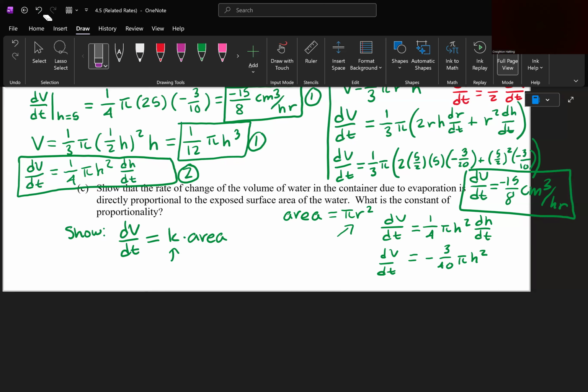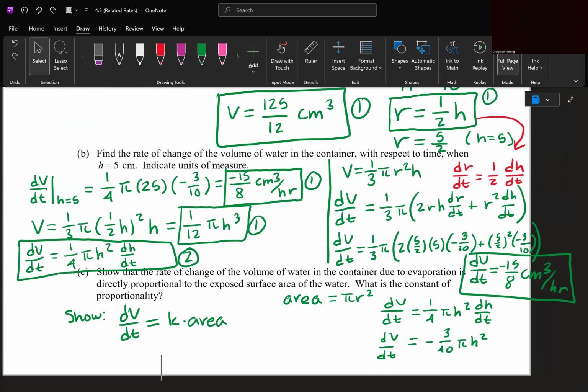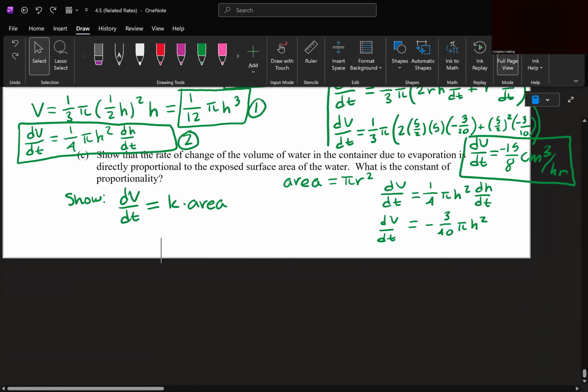What in the world? Well, here's the thing. We don't know what k is yet, but once we get to the end, it's going to be really easy to see what k is. But we don't need to worry about that till the end. What we need to worry about is converting this part of our equation to look like pi r squared. So the good news is we already have a really simple relationship between h and r. Look at the red arrow. r equals 1/2 h. I could rearrange that to get h equals 2r. There we go.